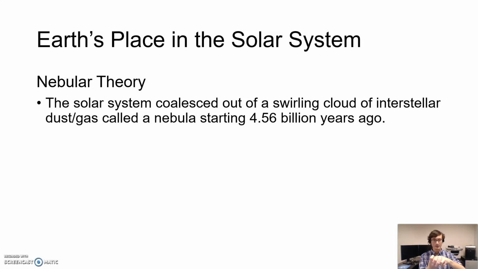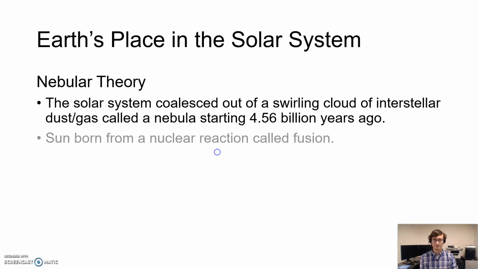And as they move together, they don't just all come in at once and hit a point. Instead, they come in together and flatten out into this rotating disk of material spinning faster and faster and faster, and getting extremely dense at the center. Date of this, kind of a funny date here, about 4.56 billion years ago.